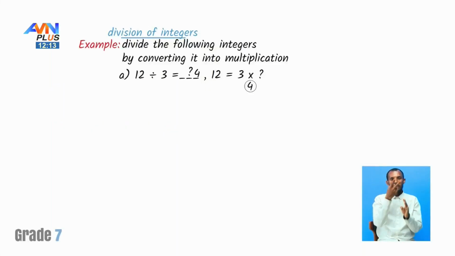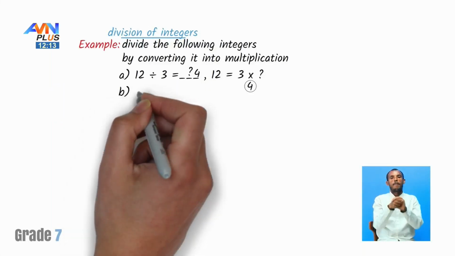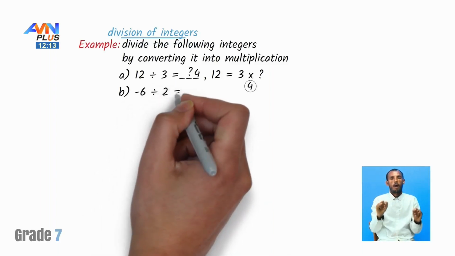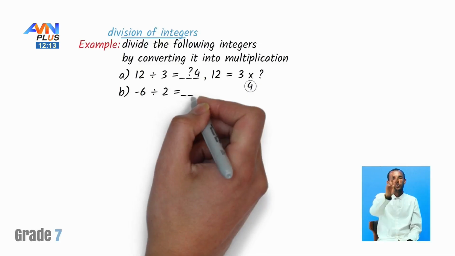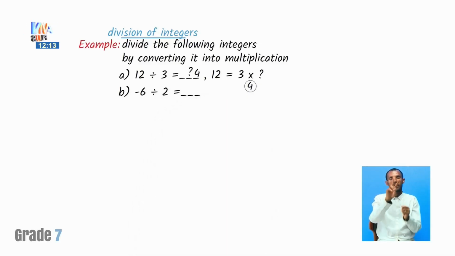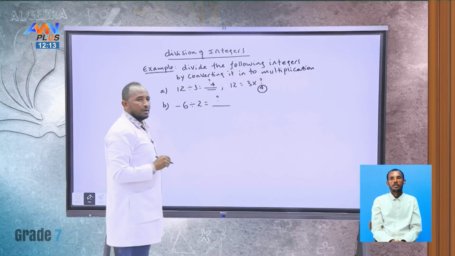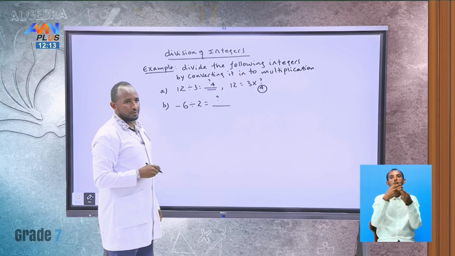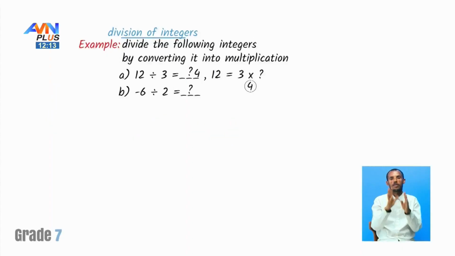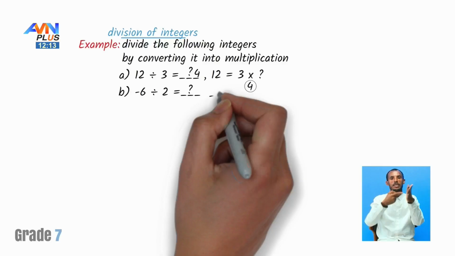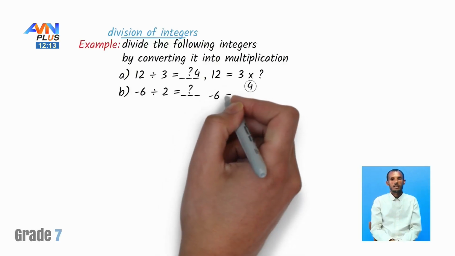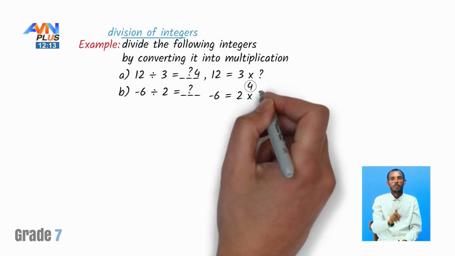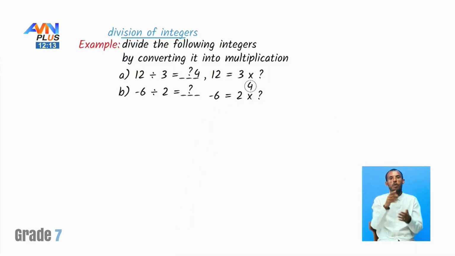Now, let's see another example. Let's try this one. Negative 6 divided by 2 gives us what? Let's try to find this answer by converting this into product. Okay, let's convert it. This means negative 6 must be equal to 2 times the quotient. So what will this be?